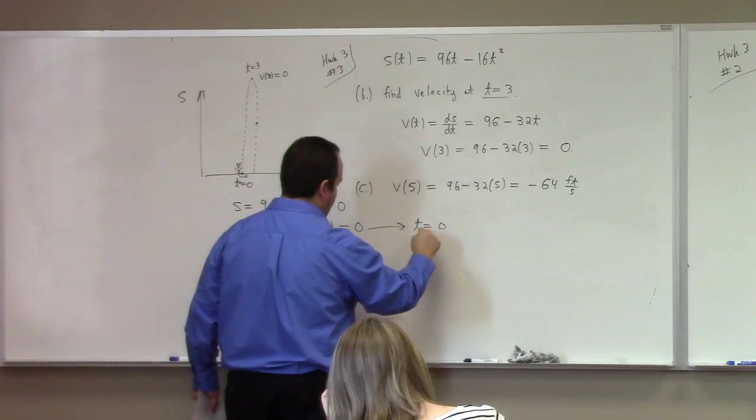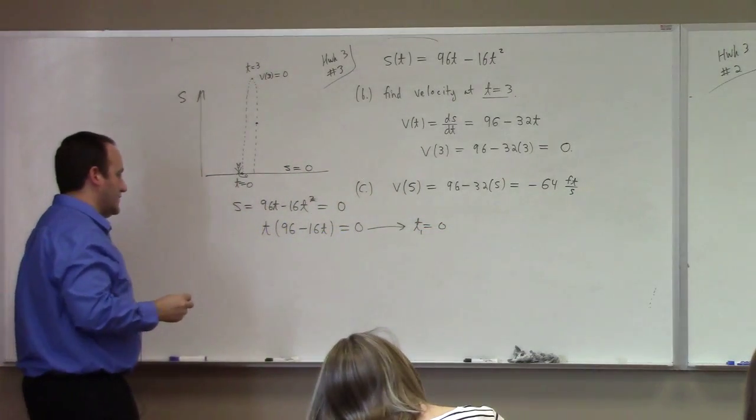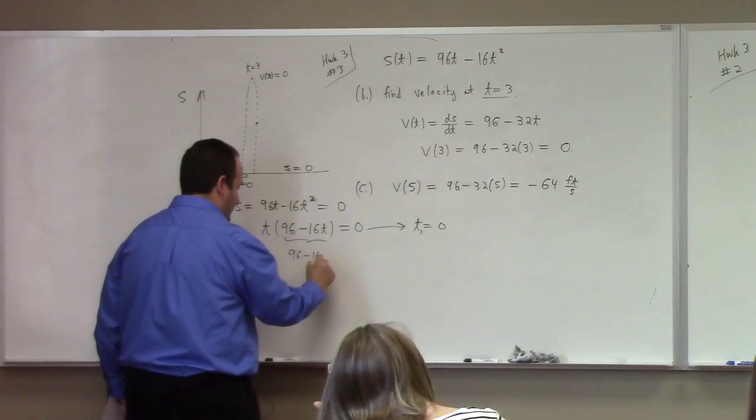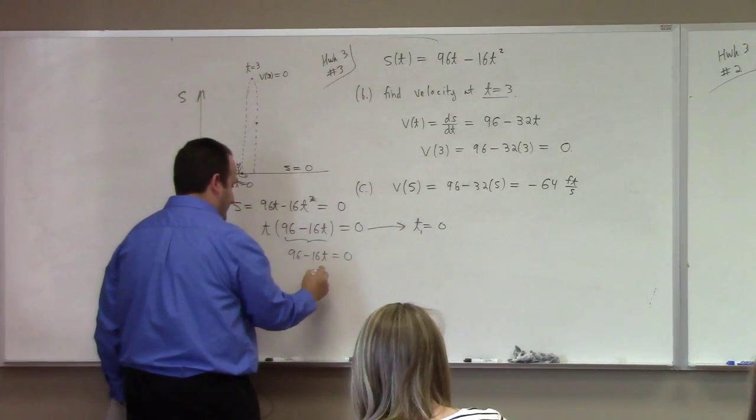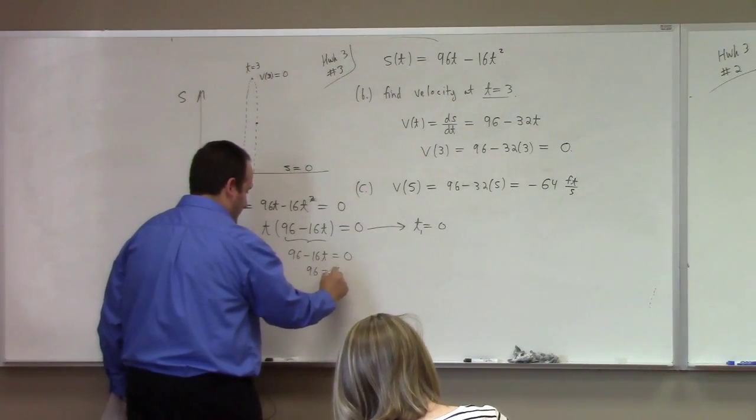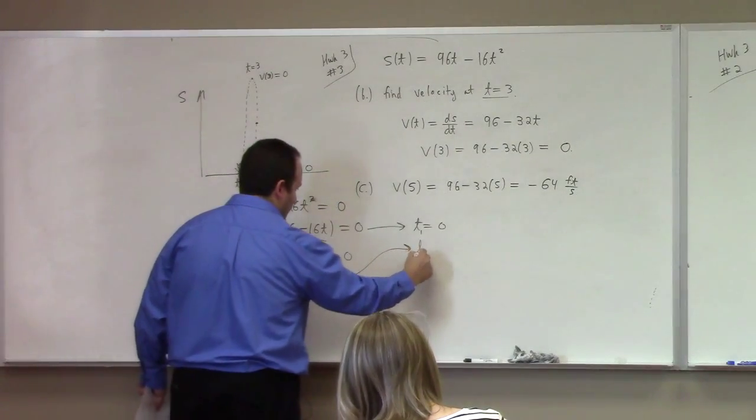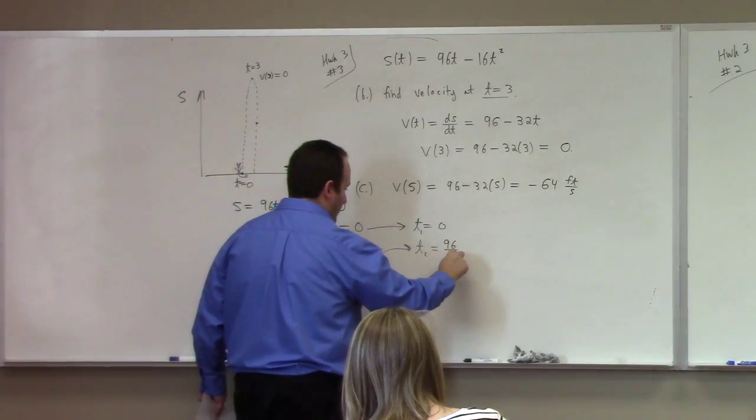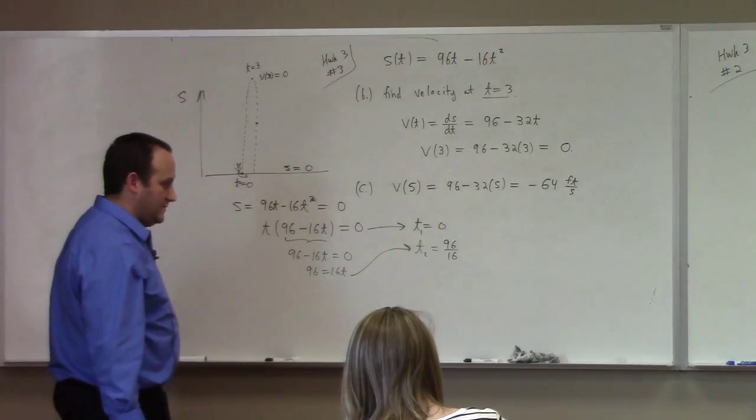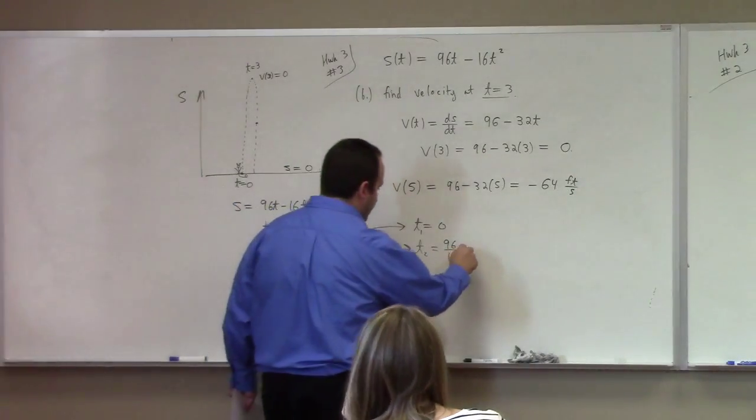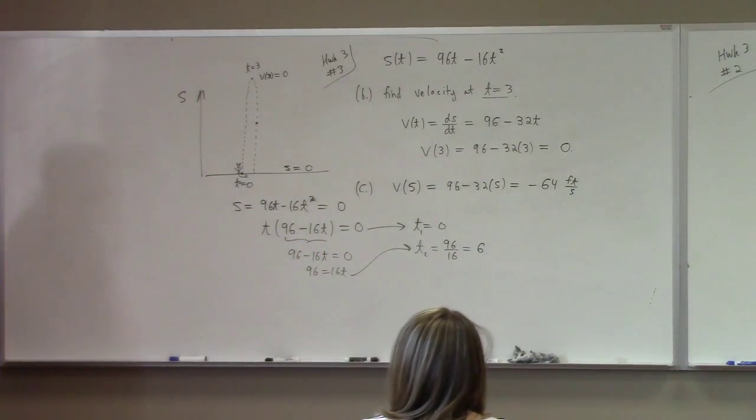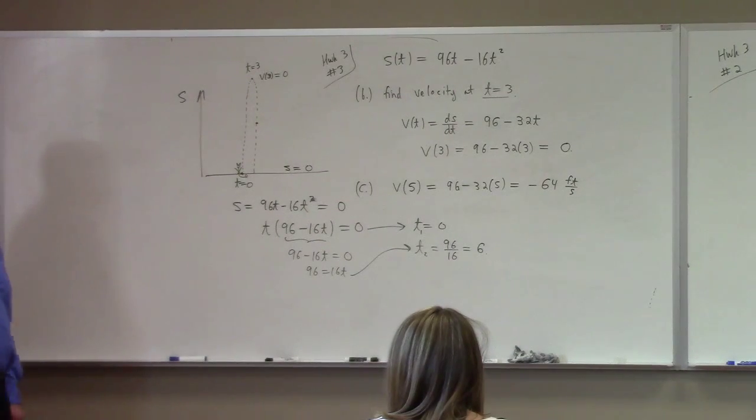t1 equals 0 is the first solution, and also 96 minus 16t equals 0, which gives 96 is equal to 16t, my second solution, t2 equals 96 over 16, also popularly known as 6. So 3 seconds after it's falling at a rate of minus 64 feet per second, it hits the ground. Yeah, 3 seconds up, 3 seconds down.